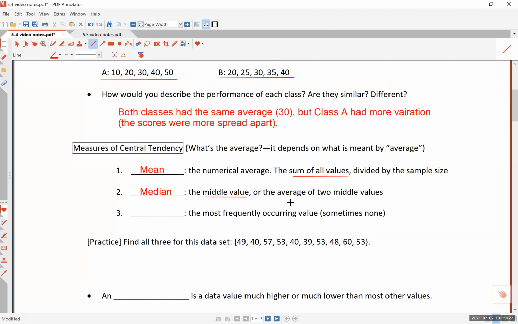Now, the middle value is easy if you have like 3 or 5 or 7 or 37 numbers. But if you have 2 or 4 numbers, for instance, there is no middle value, right? So if there is no middle value because you have an even number of values, then you take the 2 middle ones and you take the numerical average, the mean, of the 2 middle values, and that becomes your median. All right, we'll do some exercises on this as well.